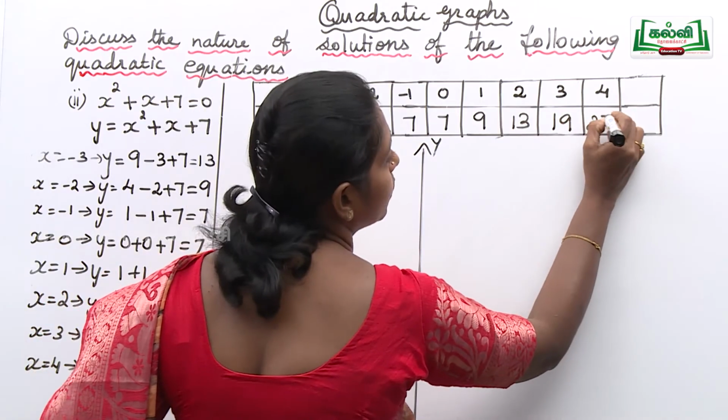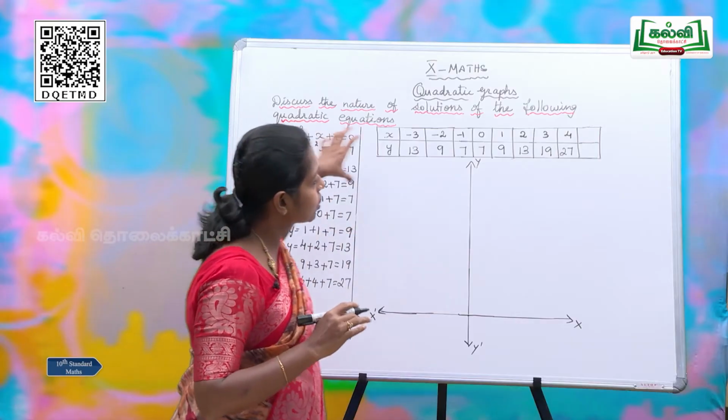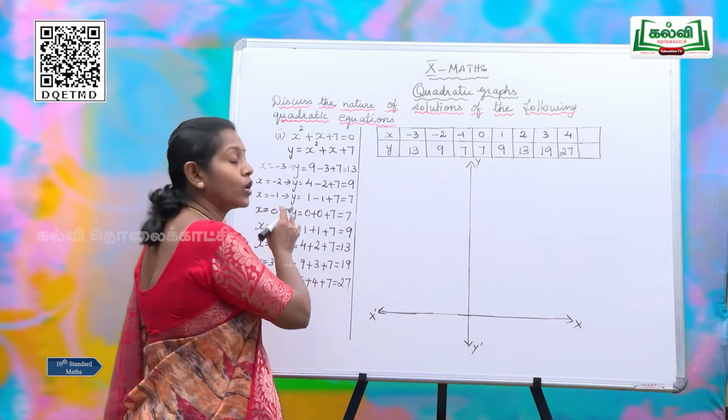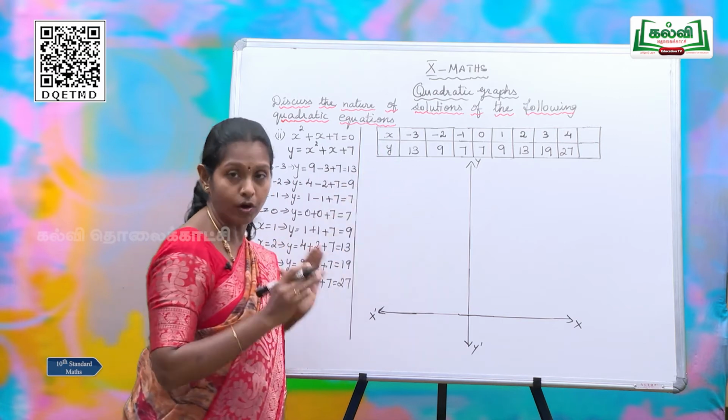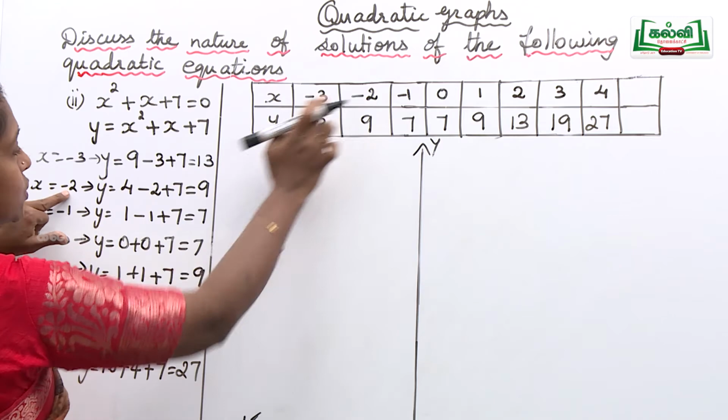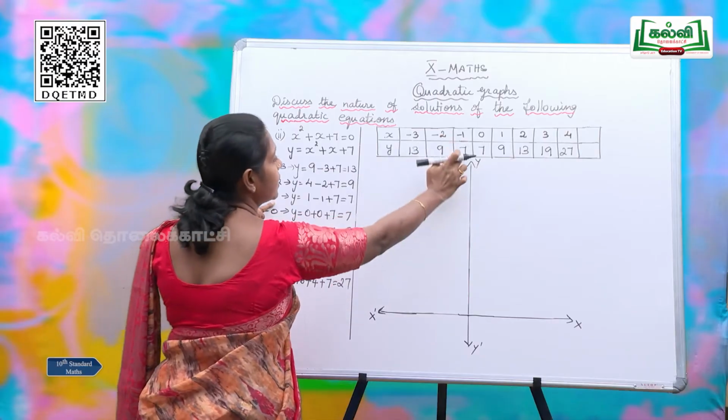This is what? 27. And after finishing all those empty boxes, you have to check whether you have written the same numbers that you got here, whether you posted them or not. Okay. When x equal to minus 3, 13; minus 2, 9; minus 1, 7.